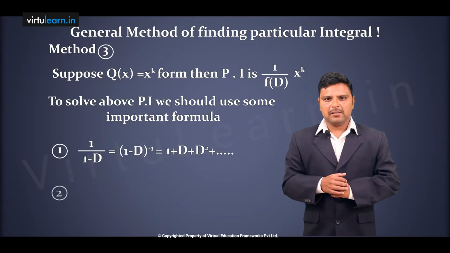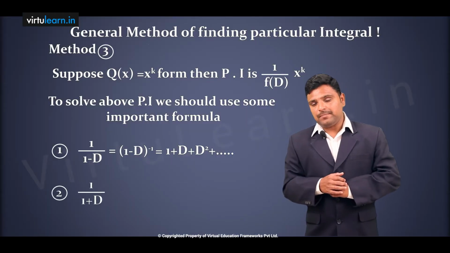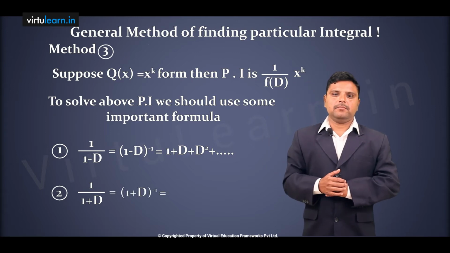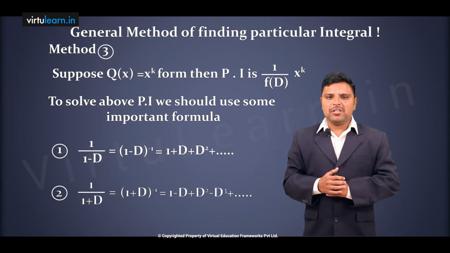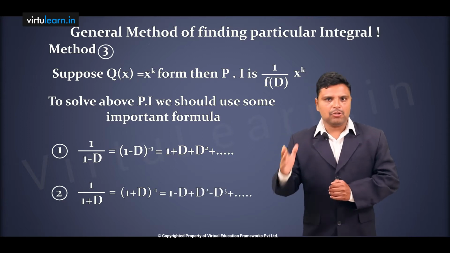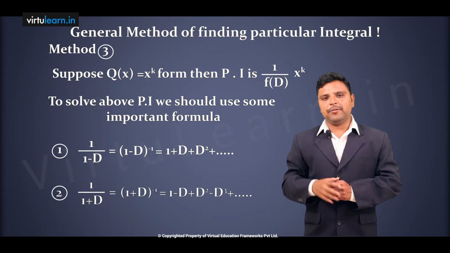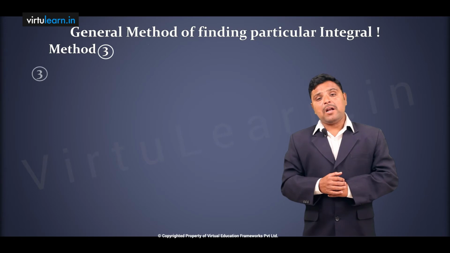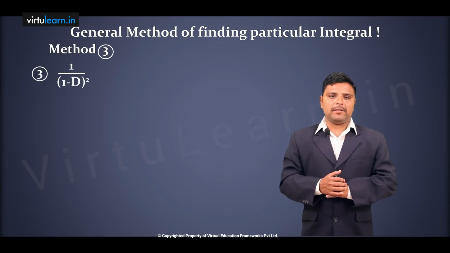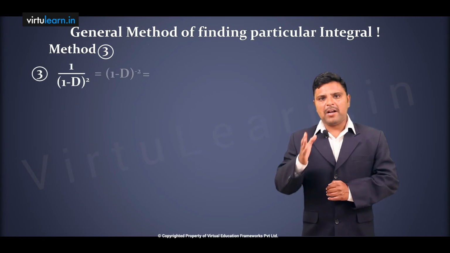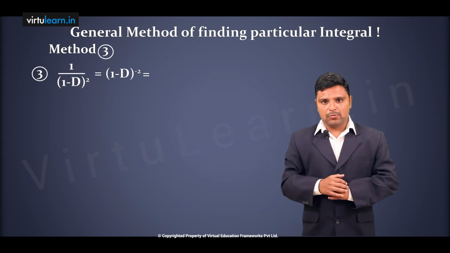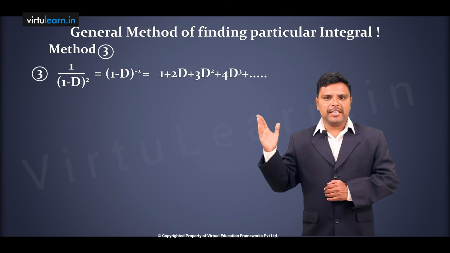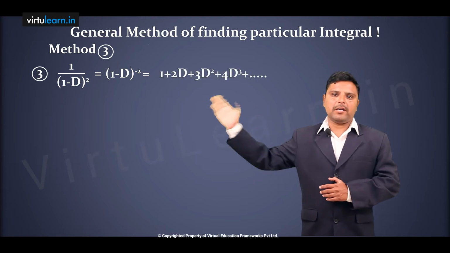The second formula, 1 by 1 plus d, can be written as (1 plus d) whole inverse. That is nothing but 1 minus d plus d square minus d cube plus so on. Alternatively, plus and plus minus. The next one, 1 by (1 minus d) whole square, can be written as (1 minus d) whole to the power of minus 2. That is formula 1 plus 2d plus 3d square plus 4d cube plus so on.